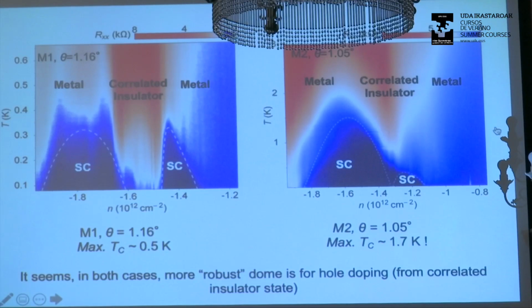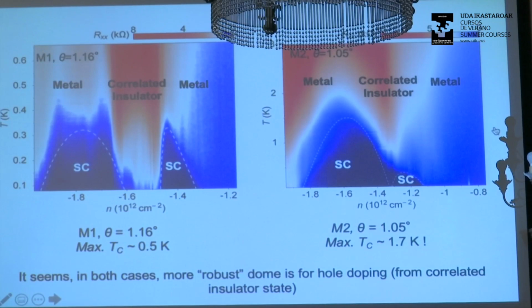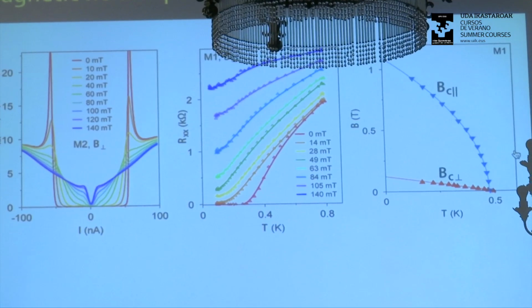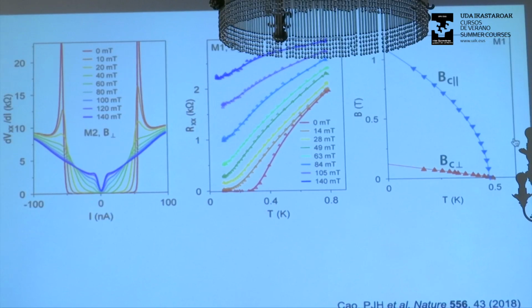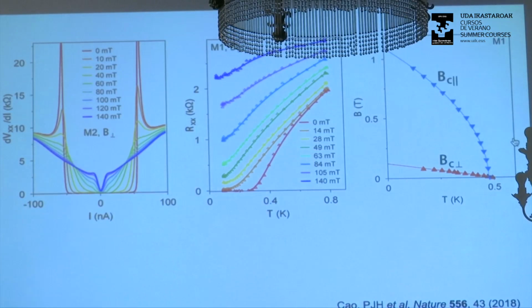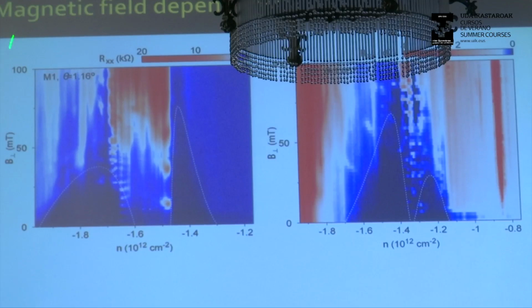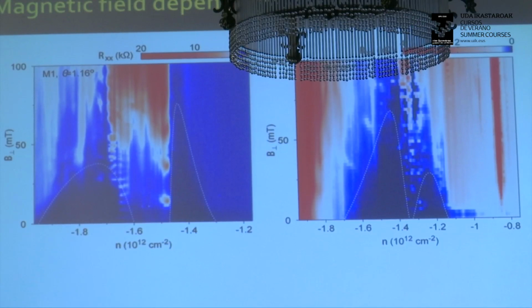Now, because this is a two-dimensional superconductor, you can apply a magnetic field to kill superconductivity. This is the magnetic field dependence. You can do resistance versus temperature at different magnetic fields, perpendicular or in-plane. Because this is a two-dimensional superconductor, there's almost no orbital effect from an in-plane field, so you can apply gigantic in-plane fields compared to usual superconductors. You can do all of this continuously, again, because we have this density knob. These are for the two devices, 1.05 degrees and 1.16 degrees. This is B perpendicular versus density. You have this correlated insulator state and the two superconducting domes.